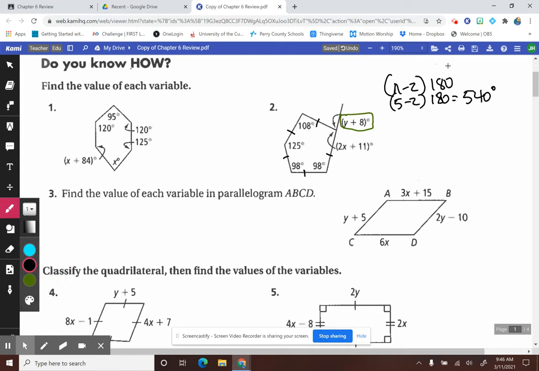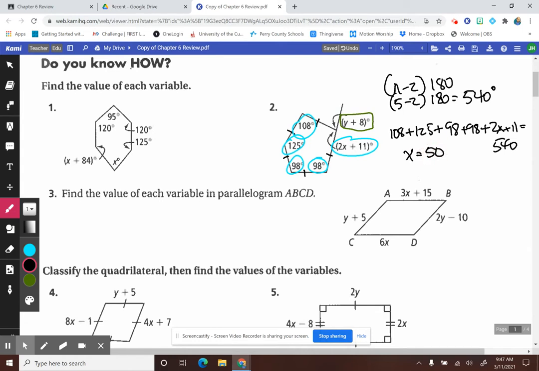So we're going to take all these angles inside the polygon and add them up together, and they have to equal 540 degrees. So I'm going to take 108 plus 125 plus 98 plus 98 plus 2x plus 11, and all of that has to equal 540. That looks like a big jumbled mess right now, but we can collect our like terms and do all the math. Once you do all of this math, you're going to figure out that x equals 50.